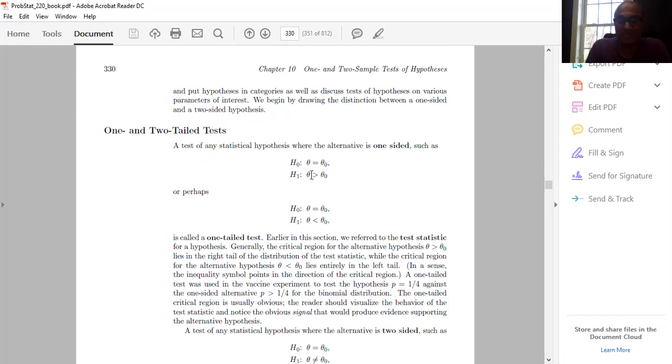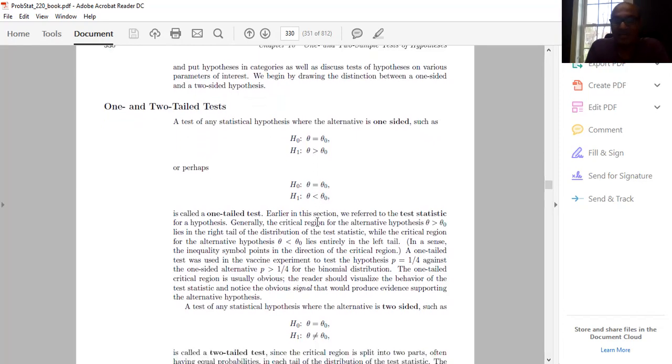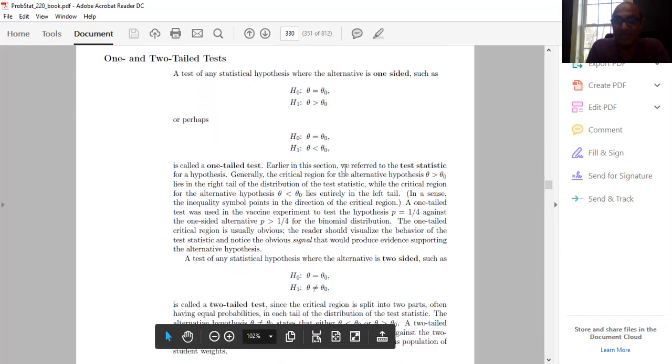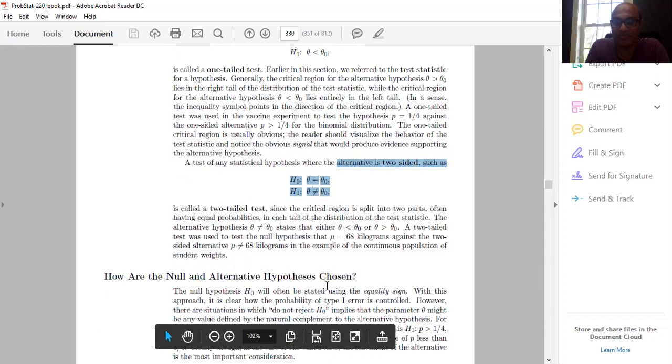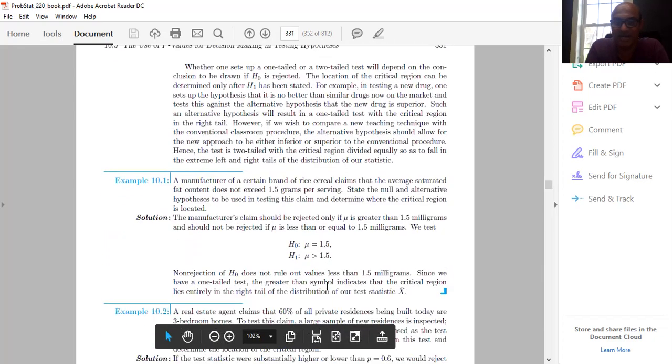A 1-tailed test means H1, theta is strictly on one side, strictly greater than theta 0 or strictly less than theta 0. That is called 1-tailed because we have just the left or the right side. And if not equal to theta 0, in the 1-tailed case we are going to find just Z alpha. Here we have to find alpha by 2 because they are the same on both sides. Theta is not equal to theta 0. So please keep this thing in mind. And I would like to switch over to some examples.